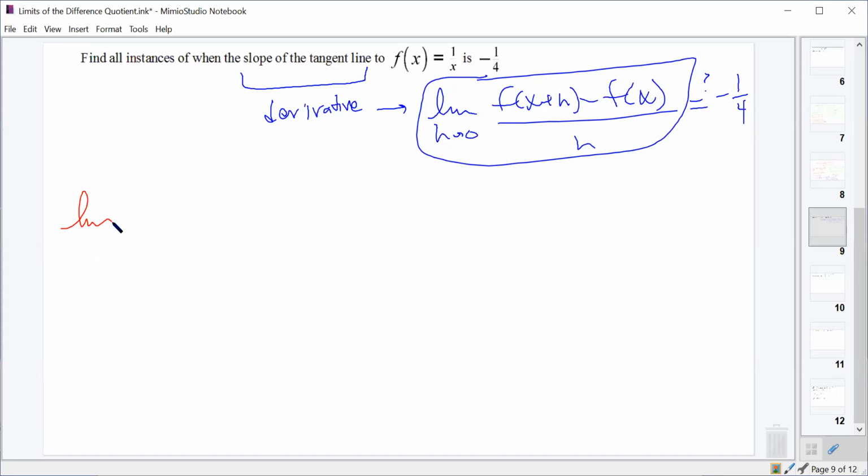So this should be the limit as h approaches 0 of 1 over x plus h minus 1 over x, right? F of x plus h minus f of x all over h. And how do we simplify that down?